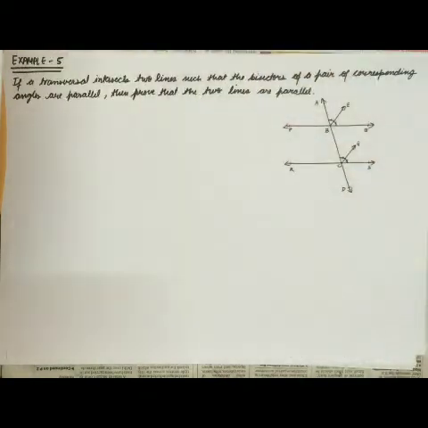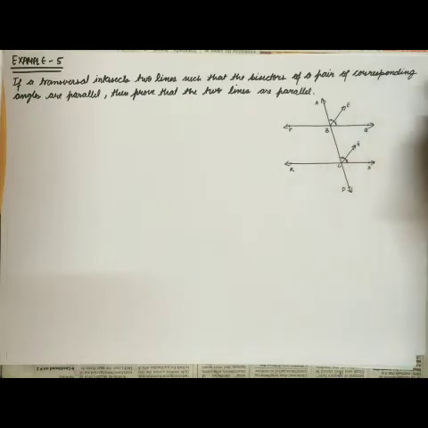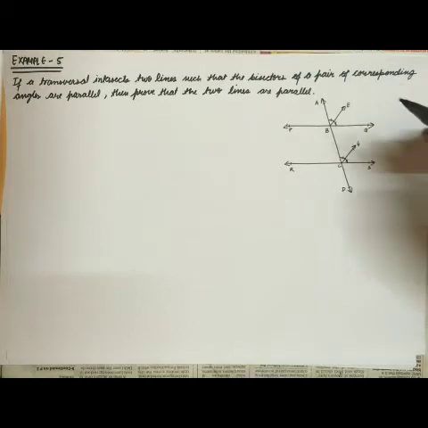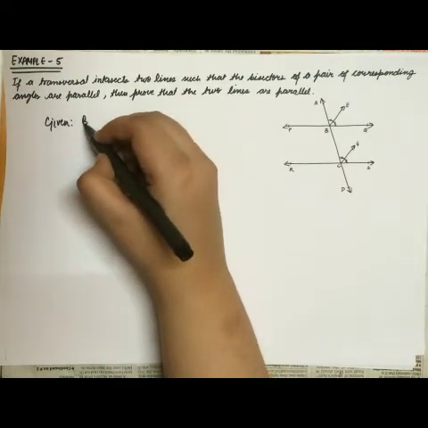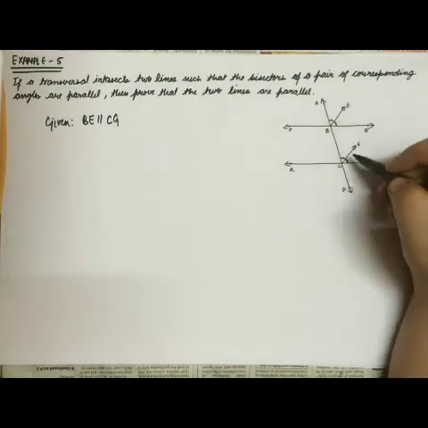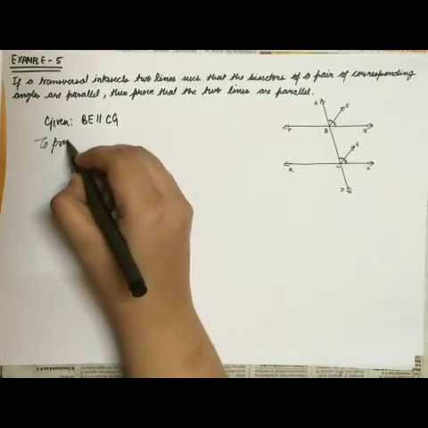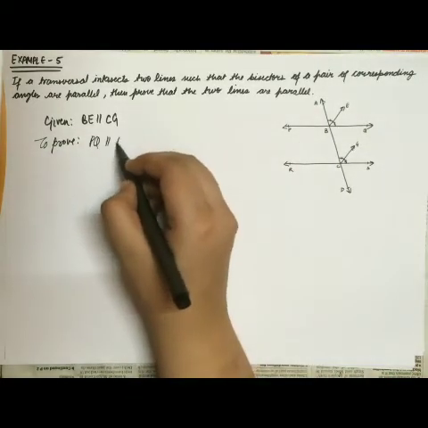Now next example is: If a transversal intersects two lines such that the bisectors of a pair of corresponding angles are parallel, then prove that the two lines are parallel. In this, we are given that BE is parallel to CG. This and this is parallel. Now we have to prove that PQ is parallel to RS.